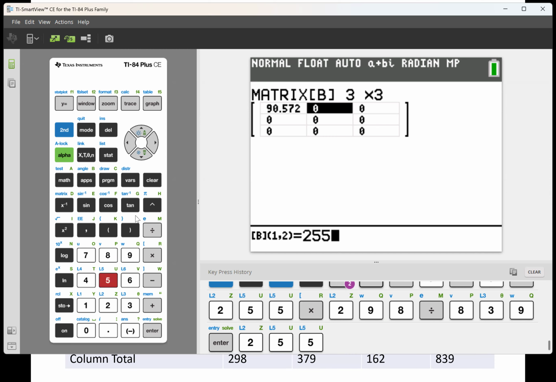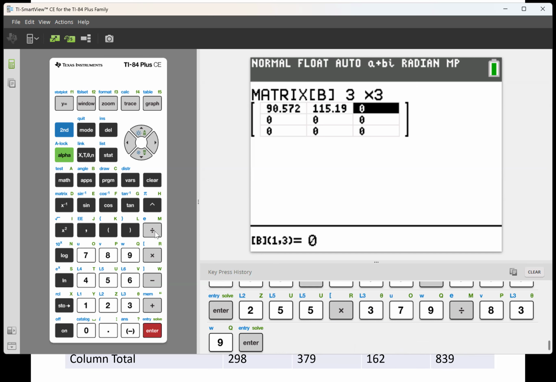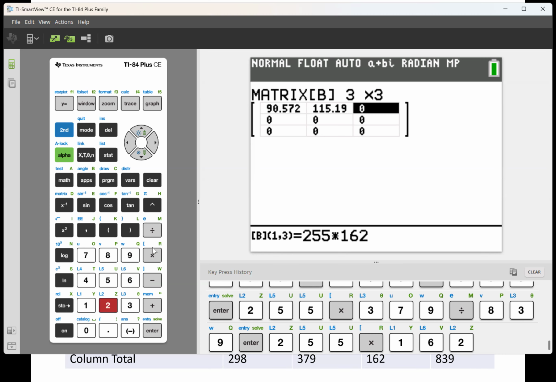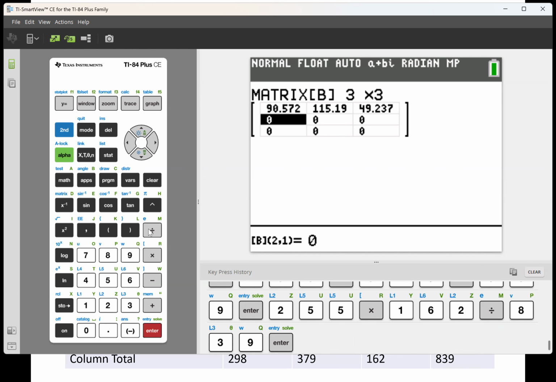Row total times column total. That second column was 379, divided by the total, which was 839. That last column, we had 255 as the row total times the column total of 162, divided by the total of 839. Okay, so there's the first row, and then we continued on the second row.